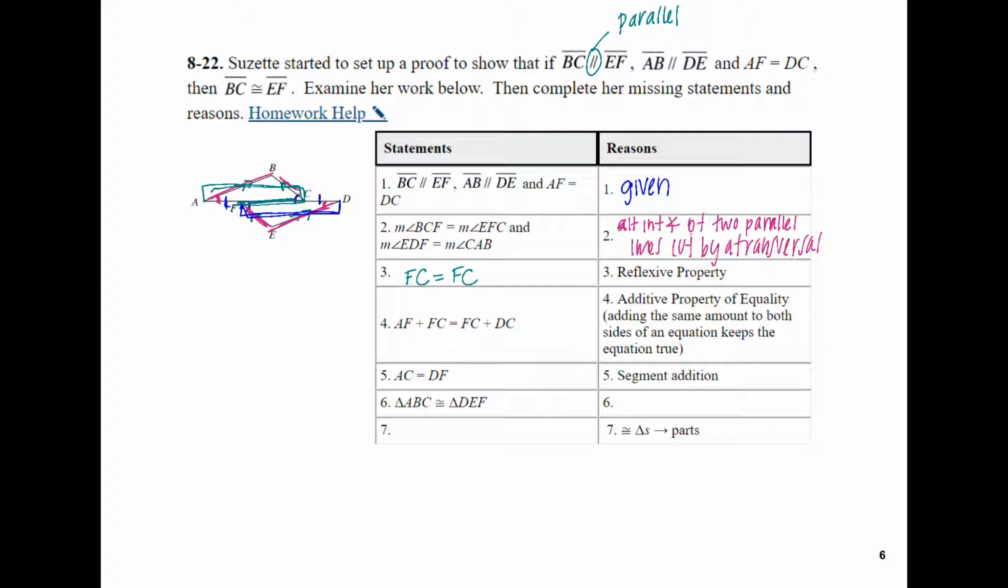We then know that triangle ABC is congruent to triangle DEF based upon the angle-side-angle congruency theorem. If we know that two triangles are congruent, you can see our reason number 7 is if we have congruent triangles, it means that our parts are the same. So we can in fact prove that BC is congruent to line segment EF.